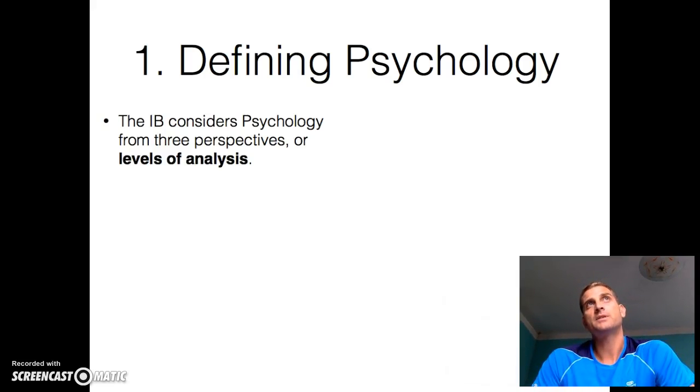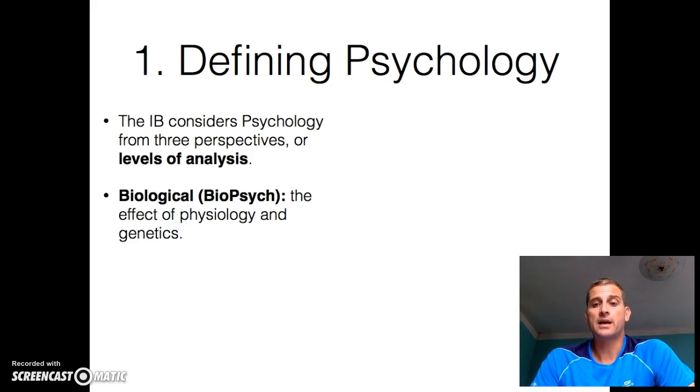The IB takes this broad diversity into account, and it considers psychology from 3 different perspectives, or levels of analysis. So we'll be discussing these levels of analysis a lot. The first one, and the one we're going to start with in the first term, is biological level of analysis, which I call biopsych. This is the effect of physiology and genetics on behavior.